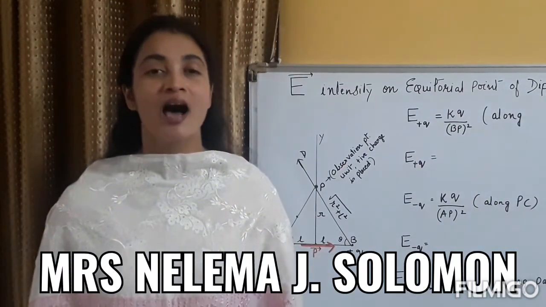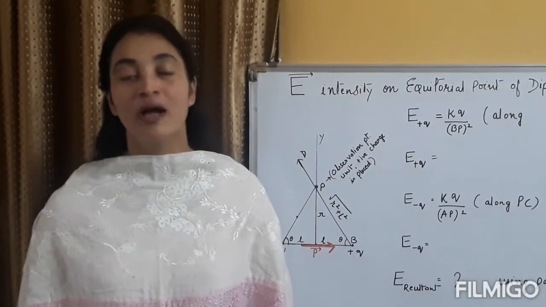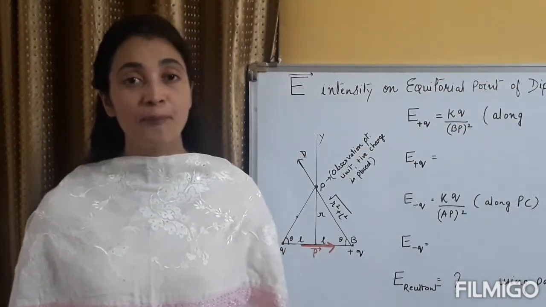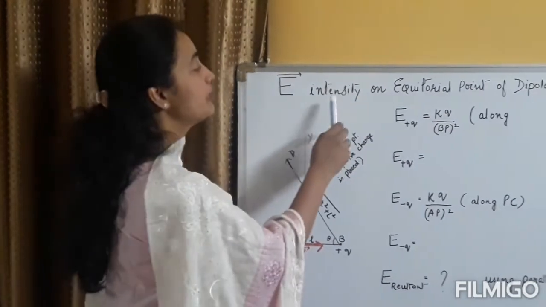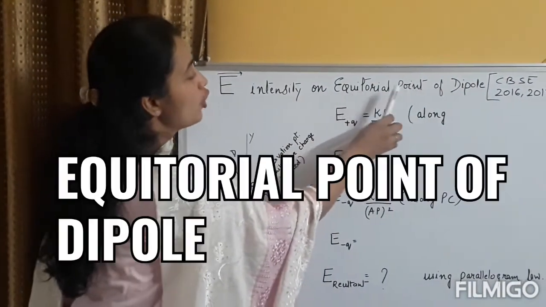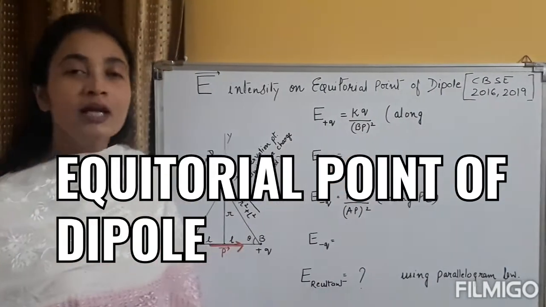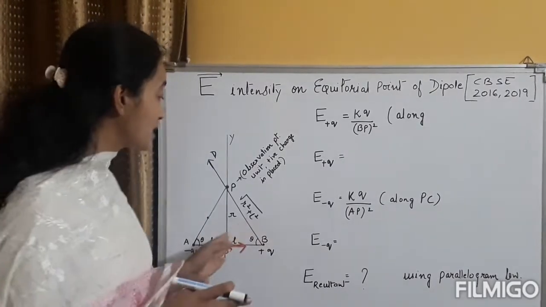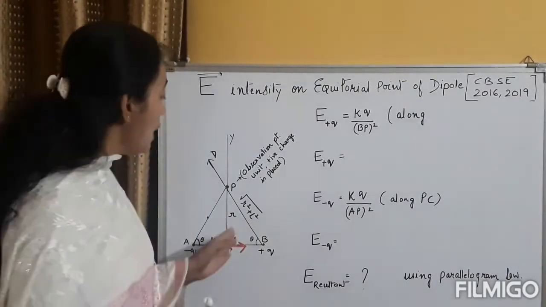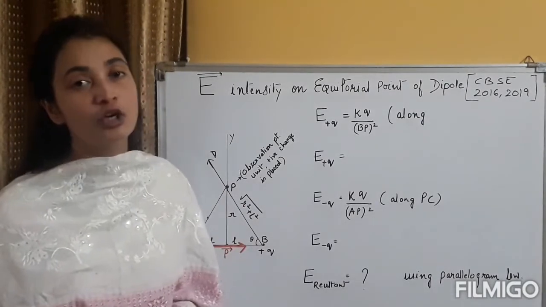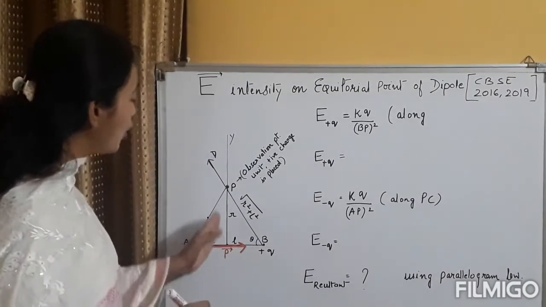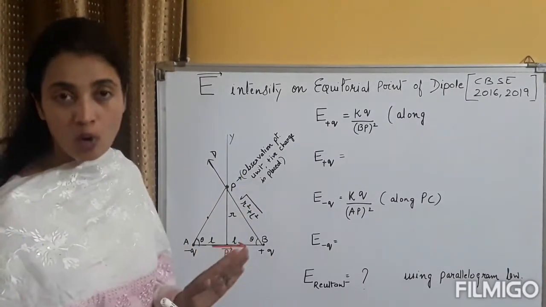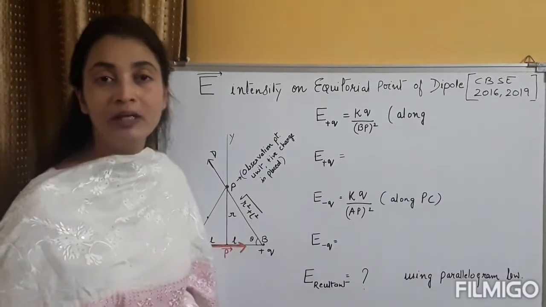Welcome back, students. After completing the topic of electric field intensity on axial point of dipole, today in this episode we will be covering electric field intensity on equatorial point of dipole. Equatorial point is nothing but the perpendicular distance from the center. Equatorial point is the perpendicular drawn from the center of the dipole, and we choose any observation point P on the dipole's perpendicular point, and we will find the electric field intensity.